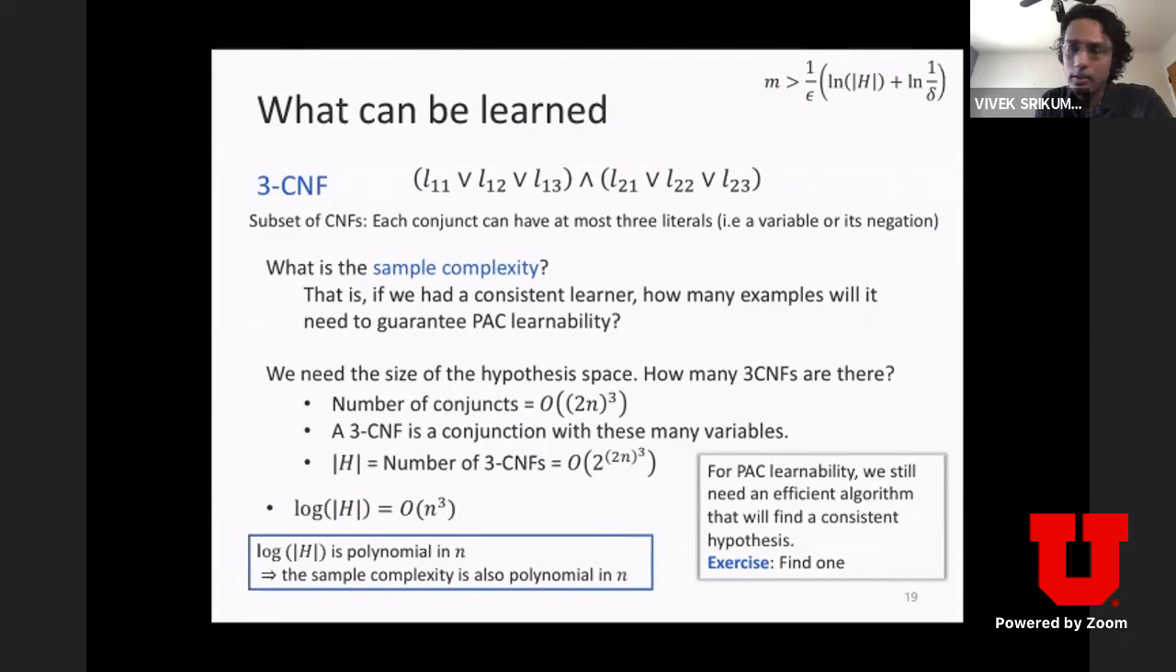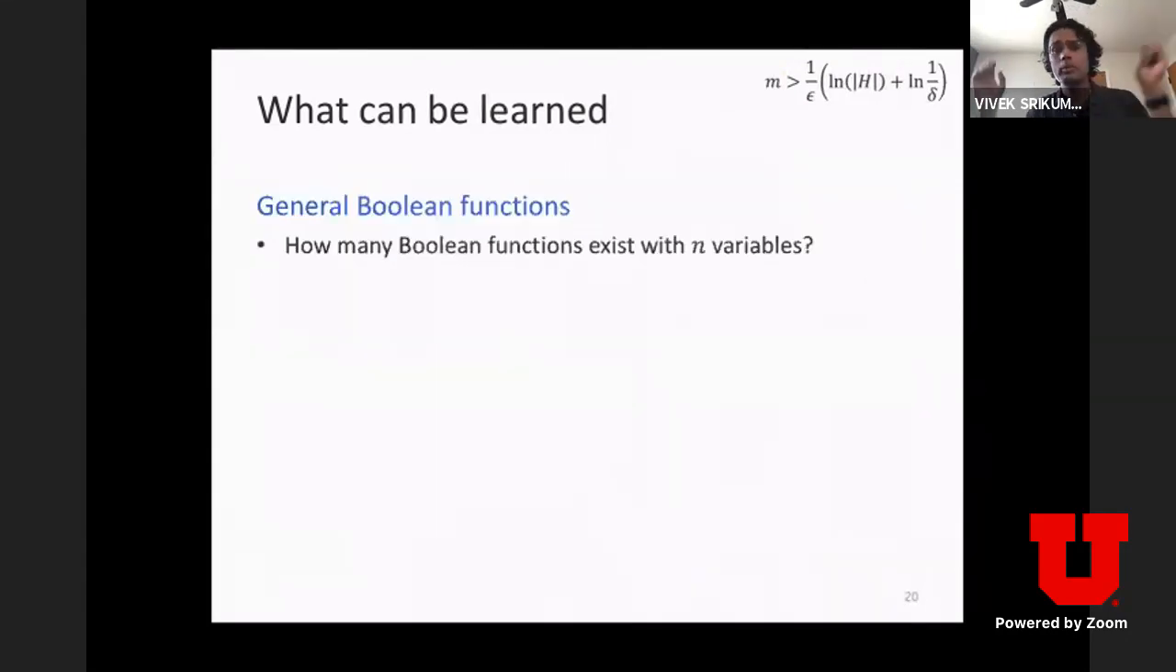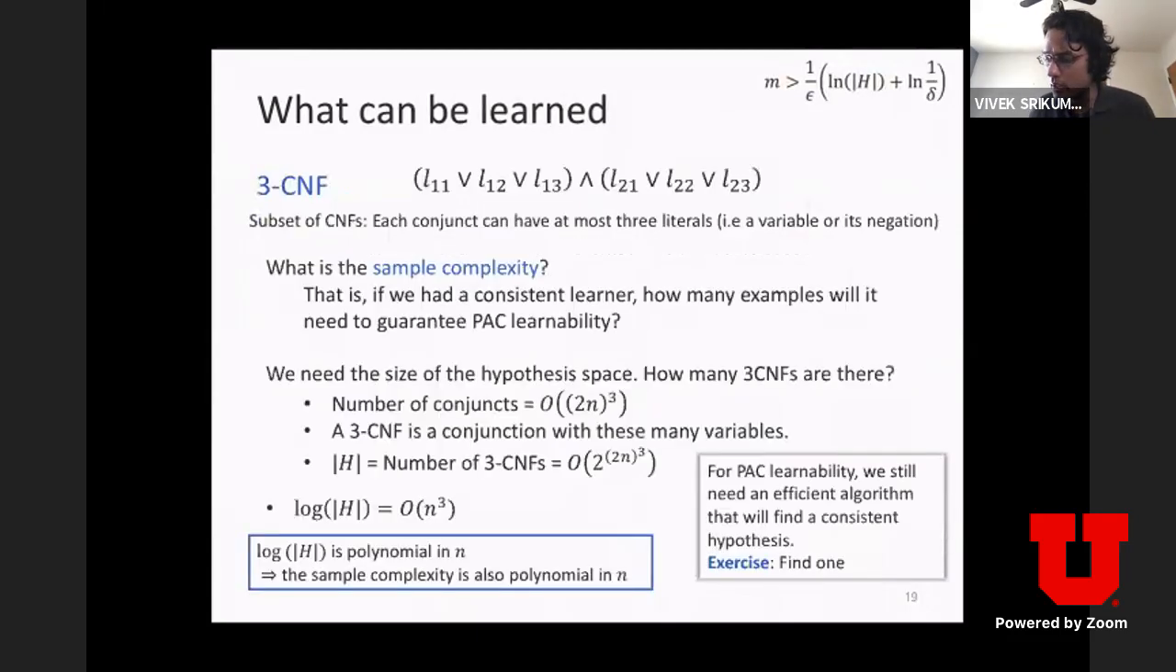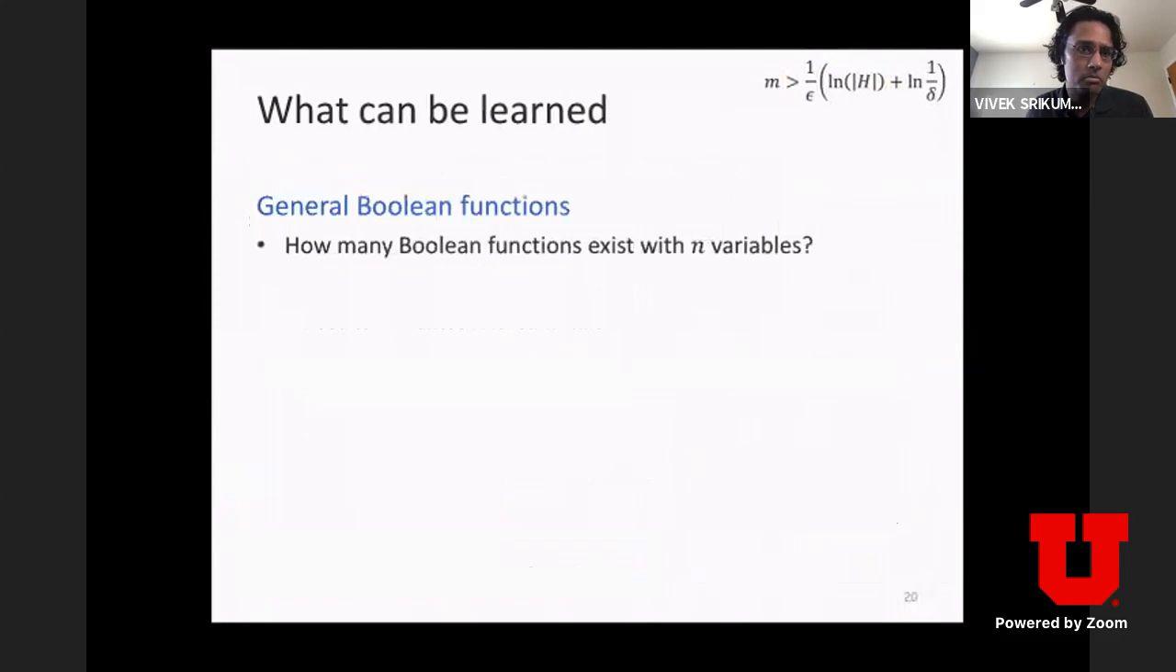Let's now look at another class of functions: general Boolean functions, all possible Boolean functions. So far, we've seen conjunctions and 3CNFs, and both of them turned out to be PAC learnable. For conjunctions, the log of the size of the hypothesis class was order of n. For 3CNFs, it was order of n cubed. Let's now get ambitious and go to all possible Boolean functions. So how many Boolean functions are there with n variables? I forgot to put this up in a poll, so maybe you can just say this in chat. We've talked about this a couple of times before.